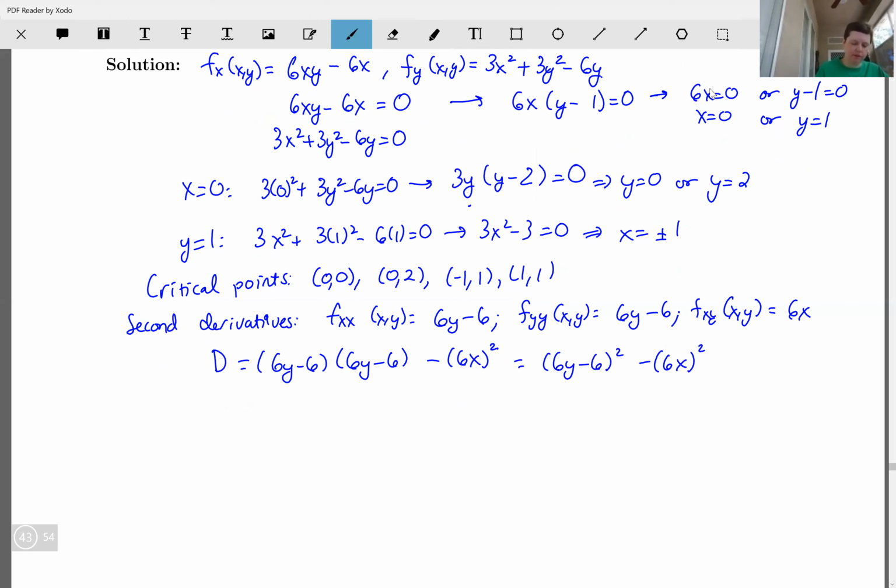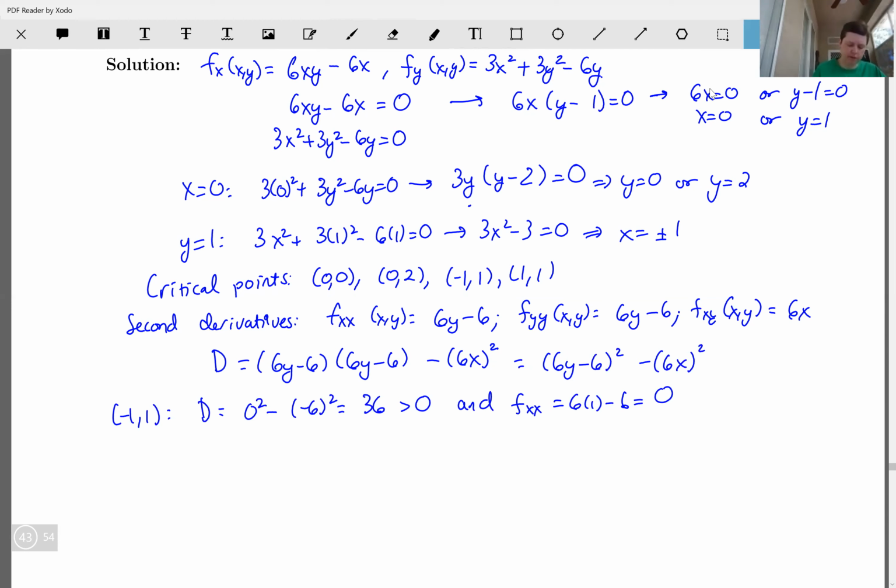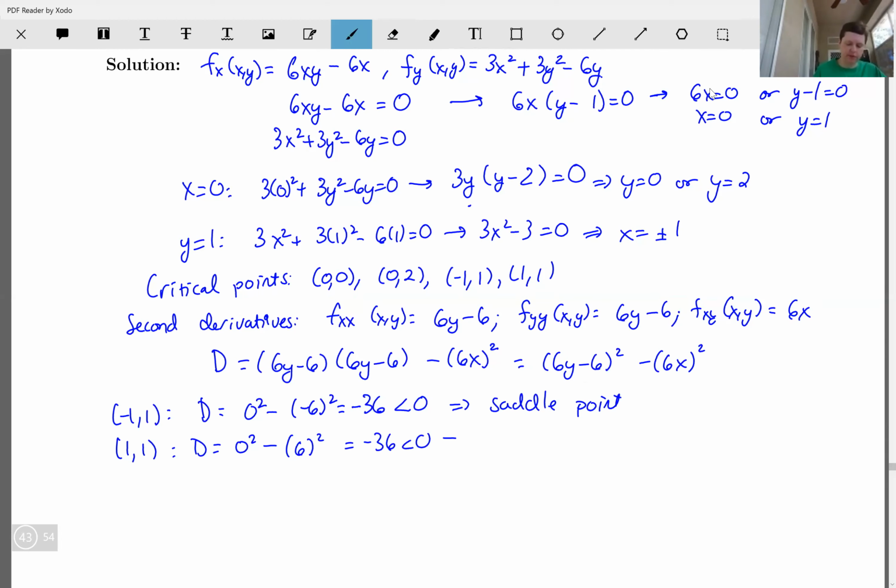All right, let's take the points. At (-1, 1), D is going to be 0 squared minus (-6) squared, which is negative 36, which is negative. I'm just doing silly things here. So D is negative, so we have a saddle point here. For (1, 1), we get the exact same thing. We get minus a positive 6 squared, which is negative 36, which is less than 0, so saddle point.